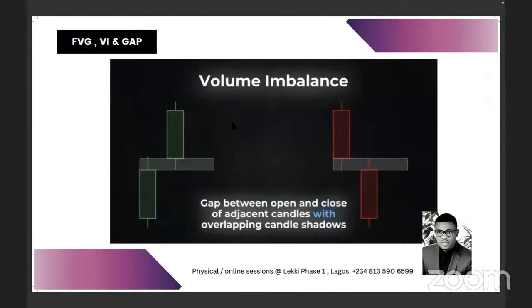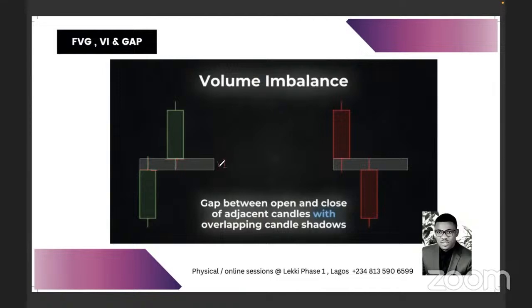Volume imbalance. What is volume imbalance? Is it a different thing? It's not a different thing. It's similar to fair value gap, but it appears with only 2 candles, not 3 candles. Whenever you find in the market any 2 candles that did not overlap each other with the body, only the shadows were overlapping each other, but the bodies did not overlap, that space is called volume imbalance.